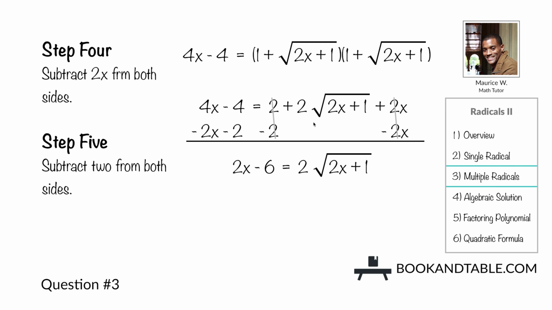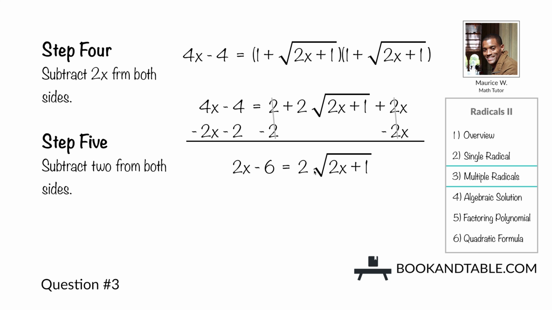So step 4, subtract 2x from both sides. 4x minus 2x leaves you with 2x. We want to subtract 2 from both sides. Remember, we had 1 plus 1, so I combined them here. So we subtract 2 from both sides. Negative 4 minus 2 gives us negative 6. So we have 2x minus 6 on the left side. And on the right side, we've successfully isolated our second radical sign.